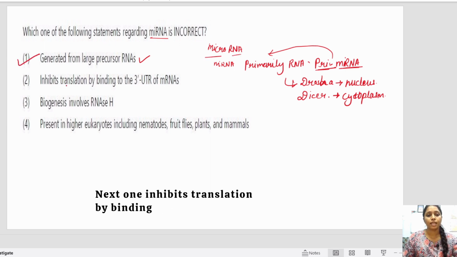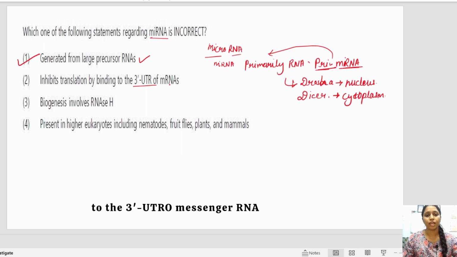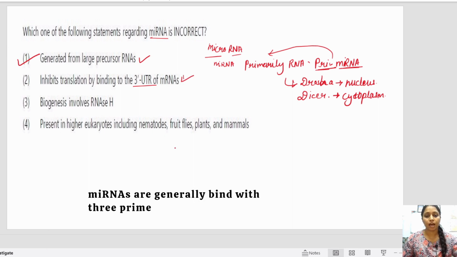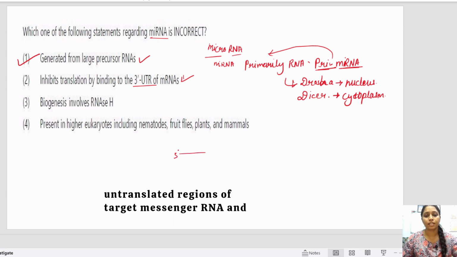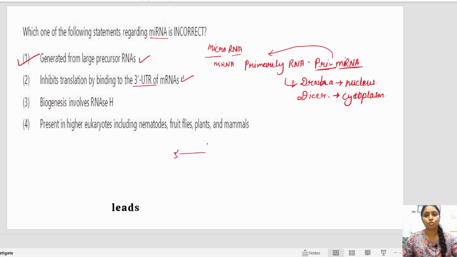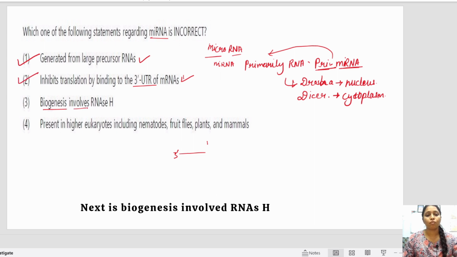Next one, inhibits translation by binding to the 3' UTR of messenger RNA. This is correct because miRNAs generally bind with 3' untranslated regions of target messenger RNA and lead to its degradation. So this option is also correct. Next is, biogenesis involves RNase H. RNase H is not involved.